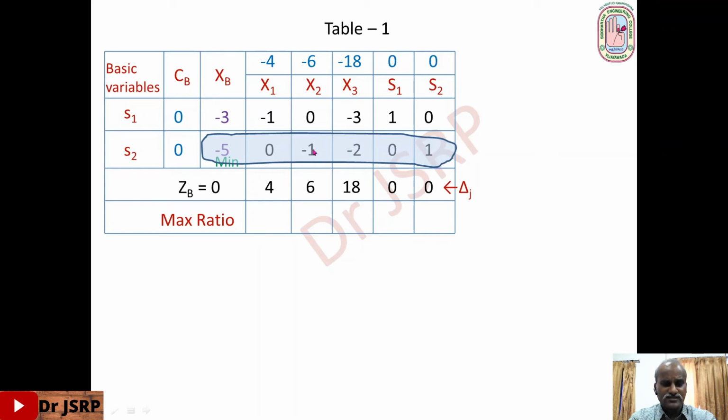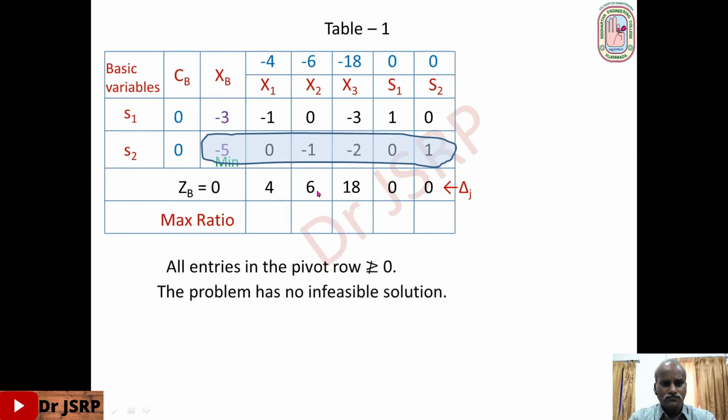For these two entries, we take the ratio with the corresponding delta J value. So 6 by minus 1. Here write ratio 6 by minus 1. This is a negative entry. Consider the ratio with the corresponding delta J value, so 18 by minus 2. Among these two ratios, take the maximum value. This is minus 6. This is minus 9. So the maximum is minus 6. This is the maximum ratio. What is the corresponding variable? X2. So X2 is the entering basic variable.